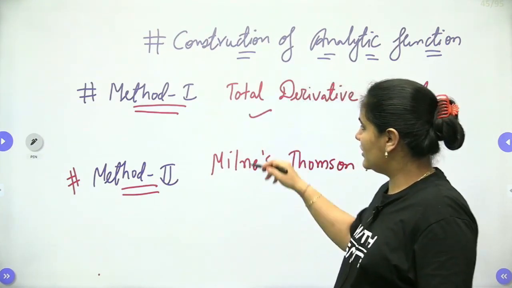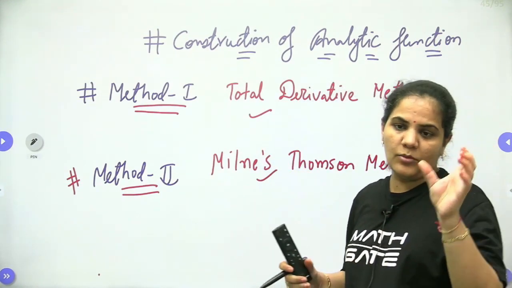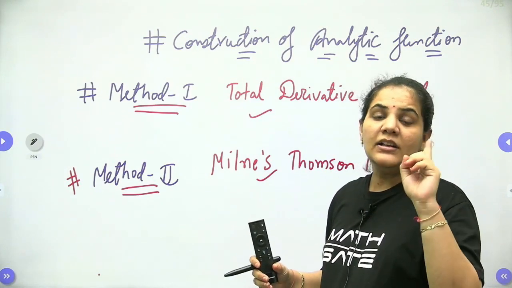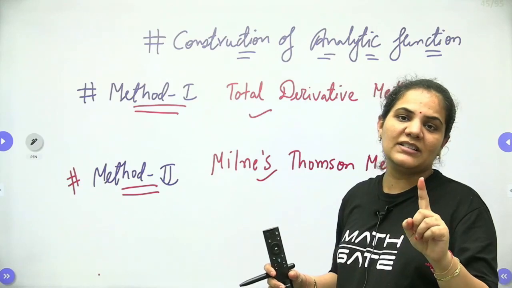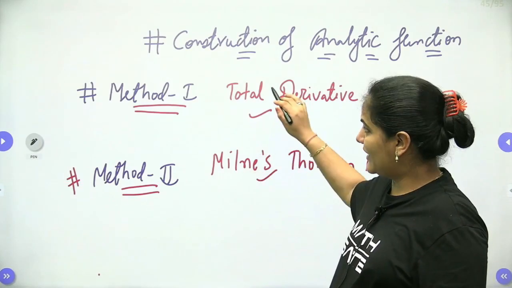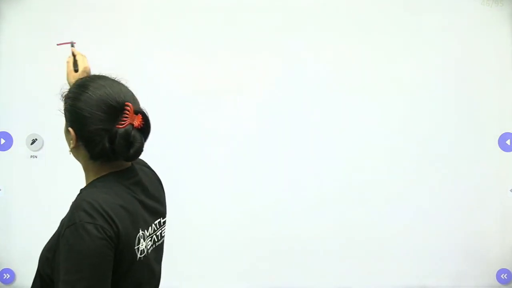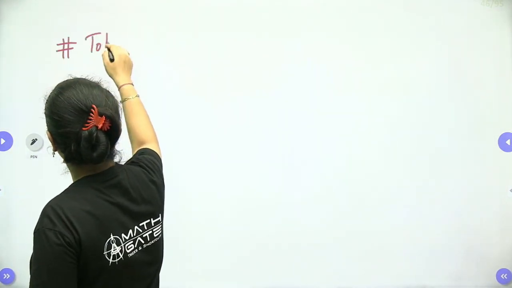We will discuss these two methods, I will tell you the formulas of both, and then we will discuss one common example. For that one common example, we will work through method number 1 and method number 2 also, right? Let's start with the total derivative method.